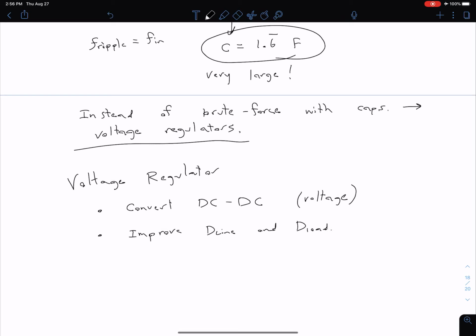And so if we think back to where we defined those in a previous video, what this means is that as that input, or in this case our DC power, is changing, or as our load is changing, our final output is not going to be as sensitive to those changes.